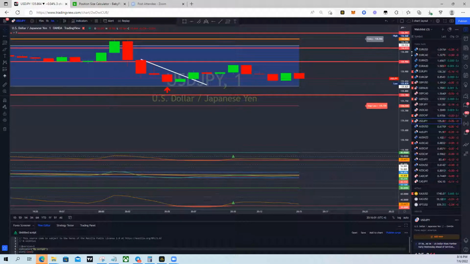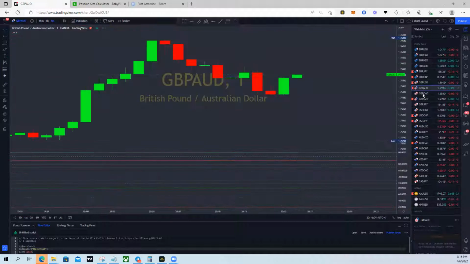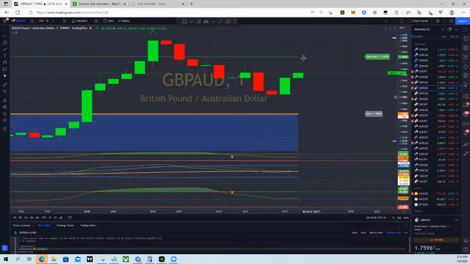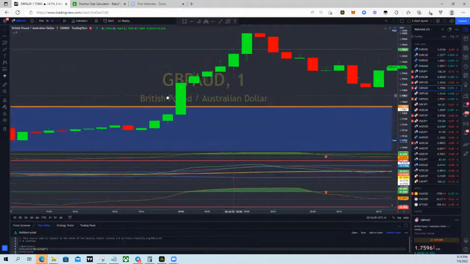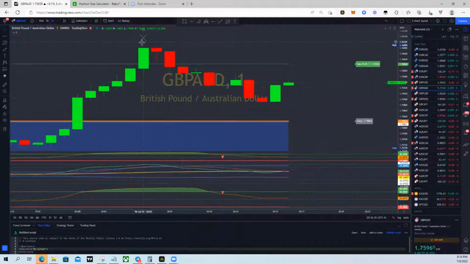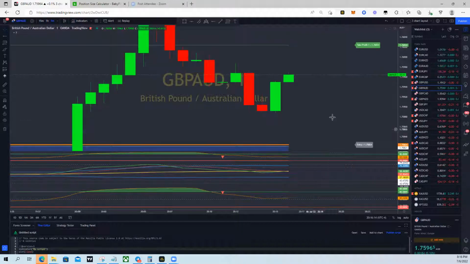GBPAUD is a great trade for the buy. I think we saw that one. We pulled that one. It didn't give us the bounce though, but that was a great buy. Straight to 40 pips profit. That's one of those trades where you just didn't get an entry. You want to get an entry, but sometimes it might not come back to the zone.